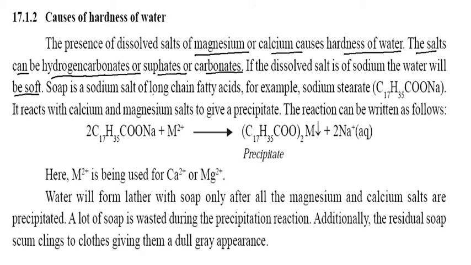Soap is a sodium salt of long chain fatty acid, for example sodium citrate. This is the formula of sodium citrate. When sodium citrate reacts with this metal, it forms a precipitate. M2+ means a doubly charged ion, that is calcium, which has two charges, and magnesium, which has two charges. So these types of ions react with the sodium salt of fatty acid, that is soap.